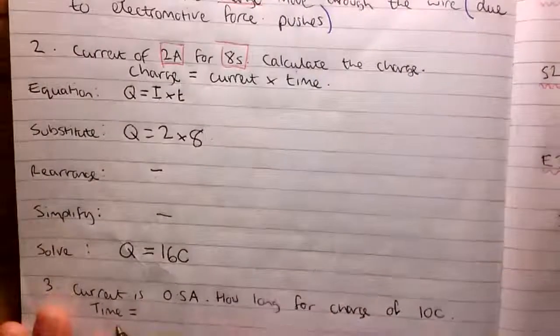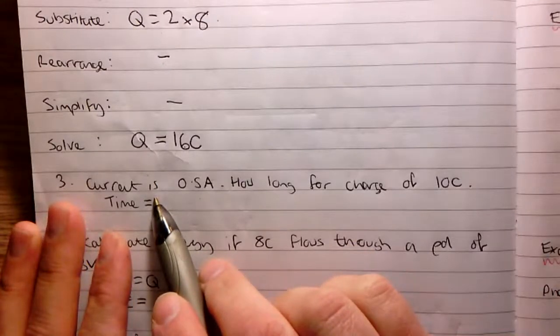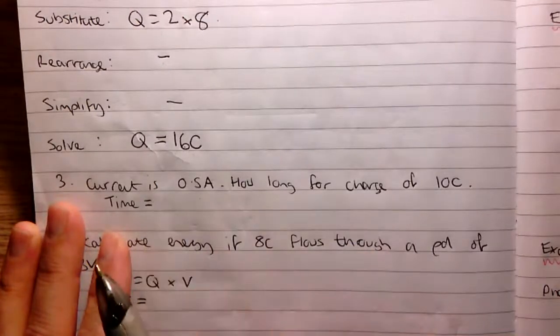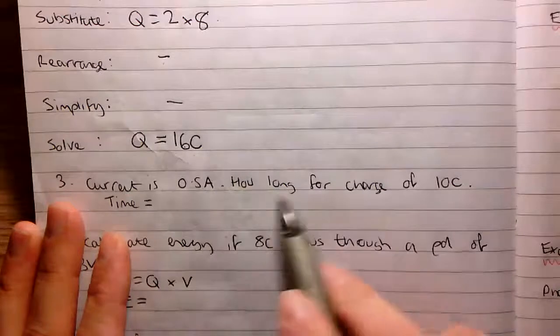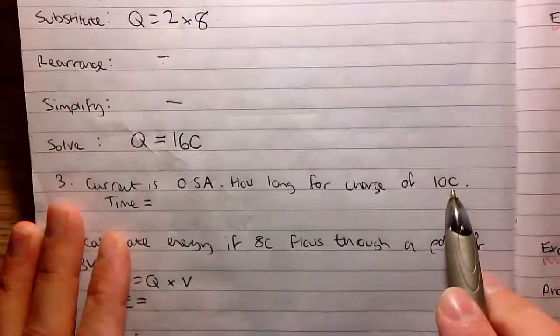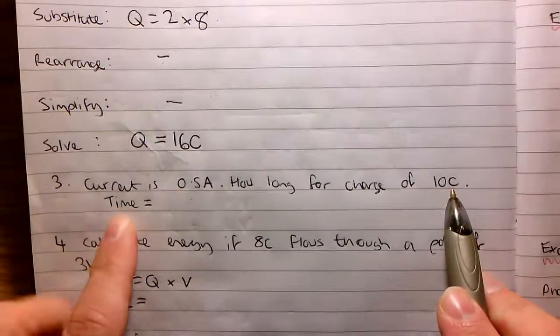Now, question number 3 down here. Current in a lamp is 0.5 amps. Calculate how long it will take for 10 coulombs of charge to flow through the lamp. So basically, I've got 0.5 amps. How long for a charge of 10 coulombs to flow? So I'm trying to work out an amount of time in this case.